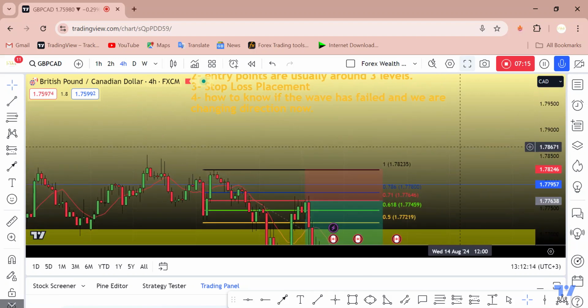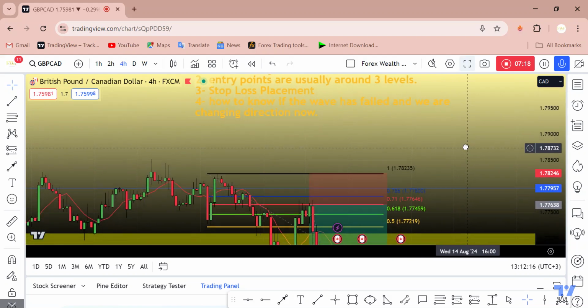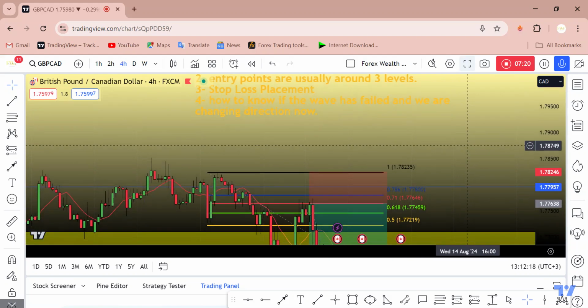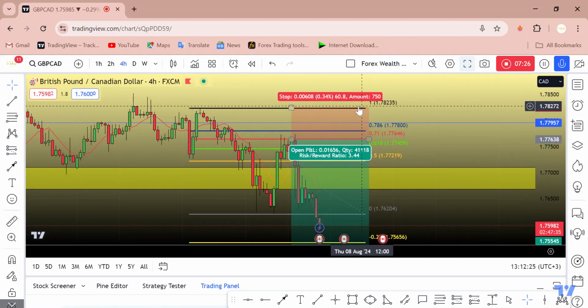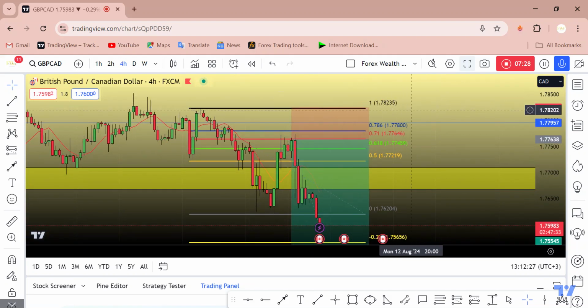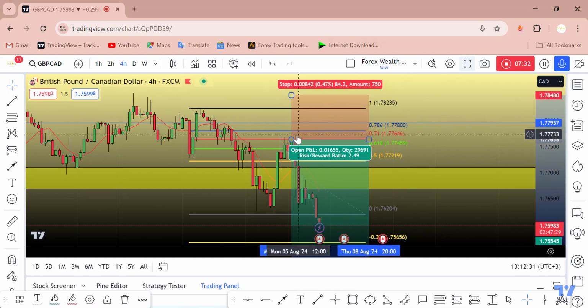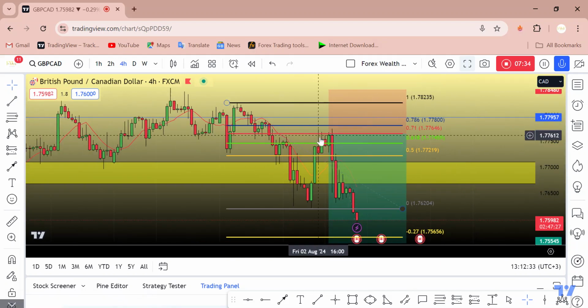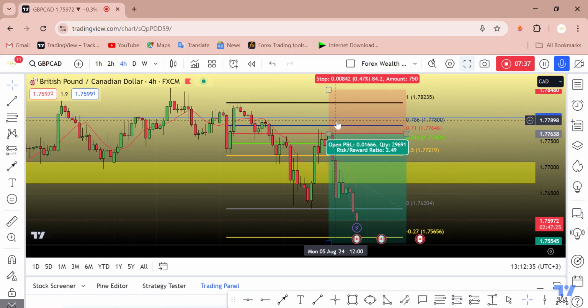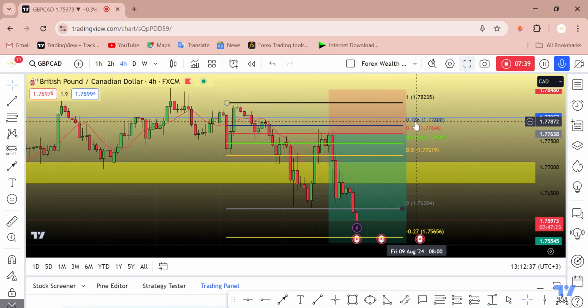The last point, how to tell if the wave has failed. I told you guys, if the wave passed this level, it means it failed. So let's say that you put a bigger stop loss and you noticed that the price started to close on the daily time frame above the 78 fib level. This is a bad signal. This means it will not continue.